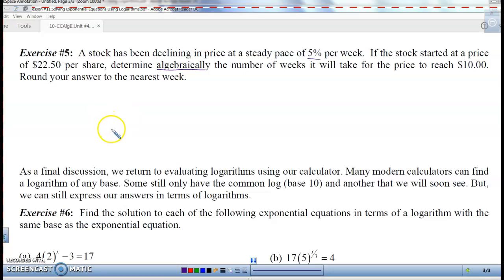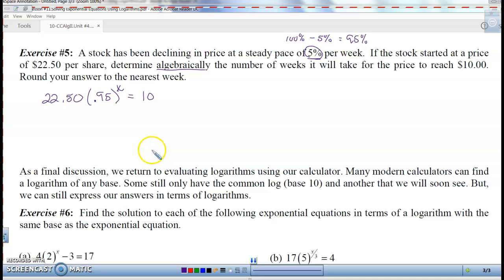Okay, so same idea when you start with this. So I'm going to say $22.50 is my starting amount. Now, if I am decreasing by 5% each week, what percent is left over? Well, remember, if you're 100% and you minus 5%, what's left over is 95% of what you started with. So we're going to use 0.95 as our multiplier, raised to the however many weeks. I'll just use x for the number of weeks it will take for the price to reach $10. So we want this to equal 10.